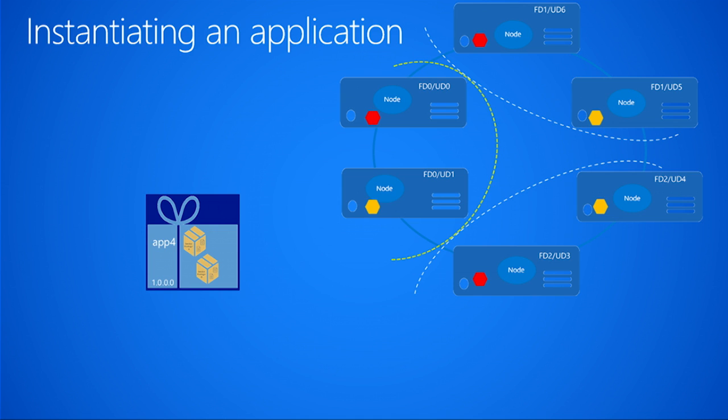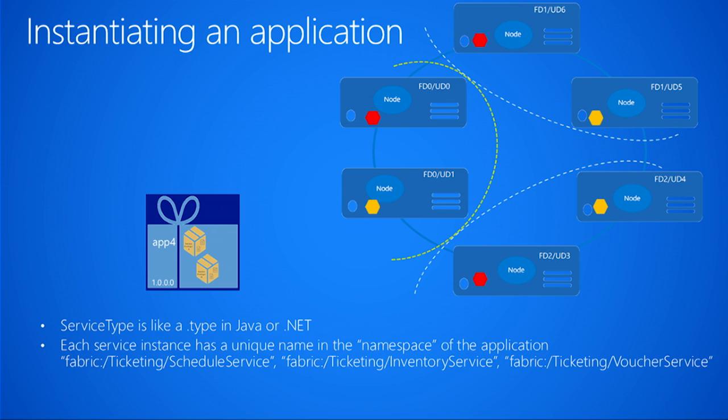So each of the service instances has a unique name in the namespace of the application. That's the key. For example, in a ticketing system, you can have an airline schedule service, an inventory service, a payment service, a printing service. All these together form an airline scheduling service. So that's a way we could think about it.